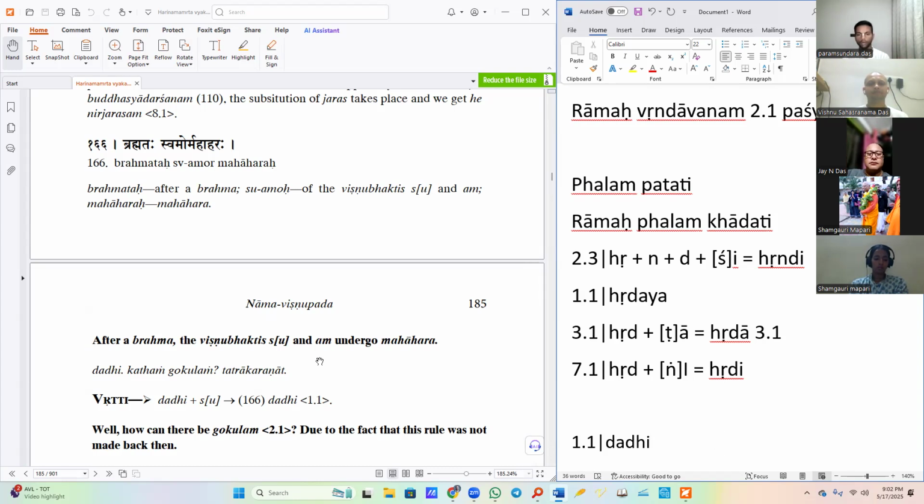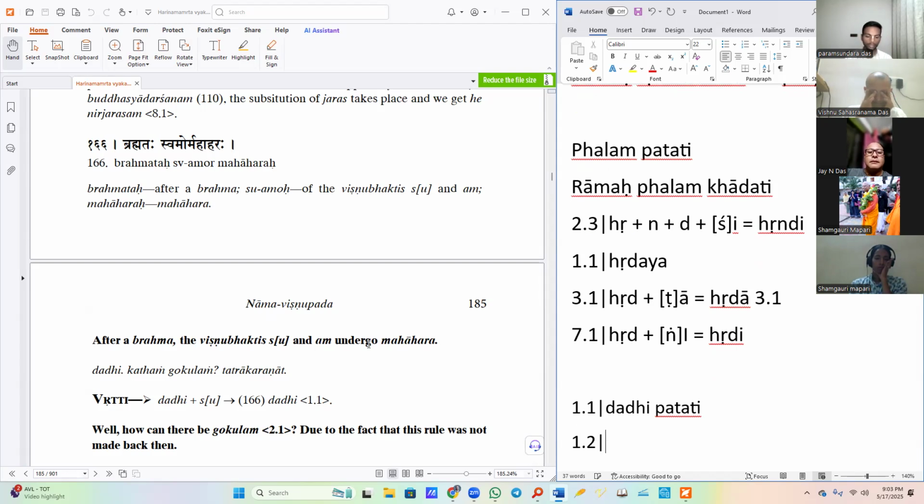For example, if I want to say the yogurt is dripping, you simply say Dadhi Padati. Or if you want to say Krishna is eating yogurt, then you will say, because 2.1 and 1.1 are the same, Krishna Dadhi Khadati. Simple. Now 1.2, Dadhi Au.